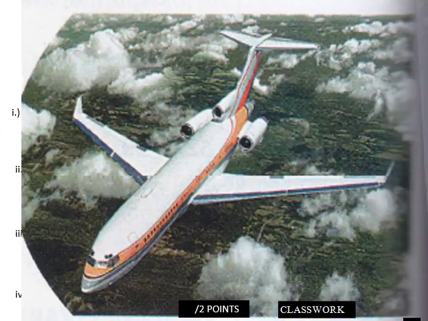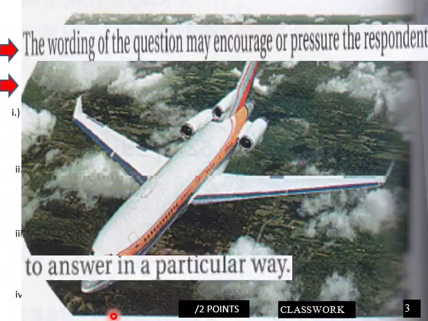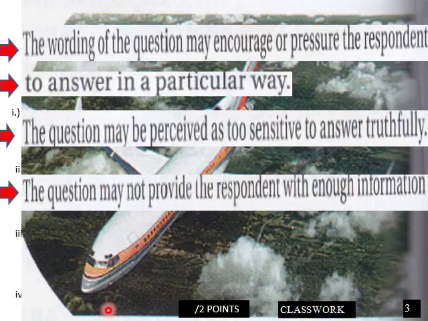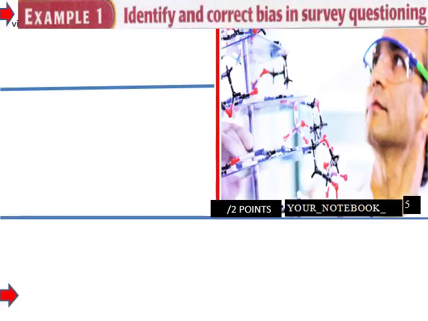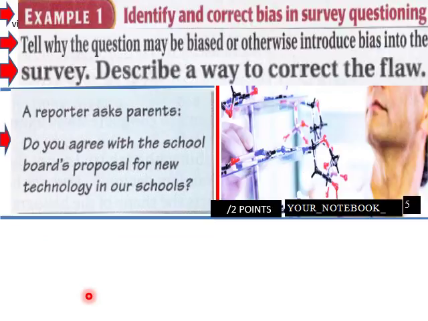So how, I wonder? Well, the wording of the question may encourage or pressure the respondent to answer in a particular way. The question may be perceived to be too sensitive. The question may not provide the respondent with enough information to give an opinion. That'd be one way. Example 1, identify and correct a bias in a survey question. Describe a way to correct the flaw.